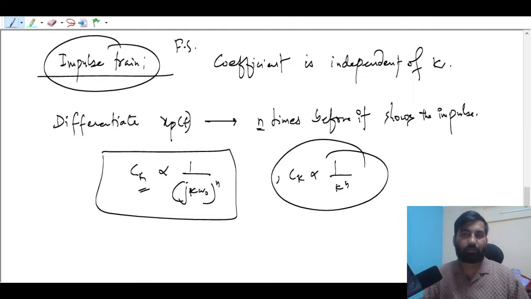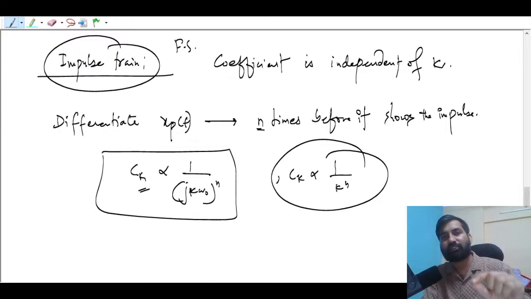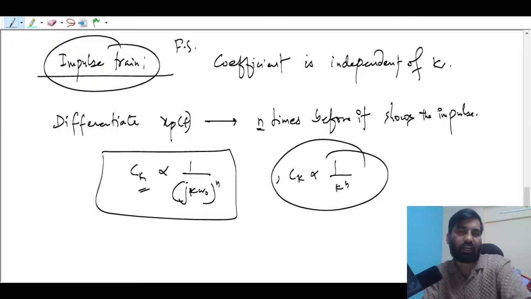Understood? So the measure of smoothness may be described by how many times you differentiate a waveform to get to the first impulse. As soon as you start getting the impulse, you stop. Don't differentiate further. That is the idea here.